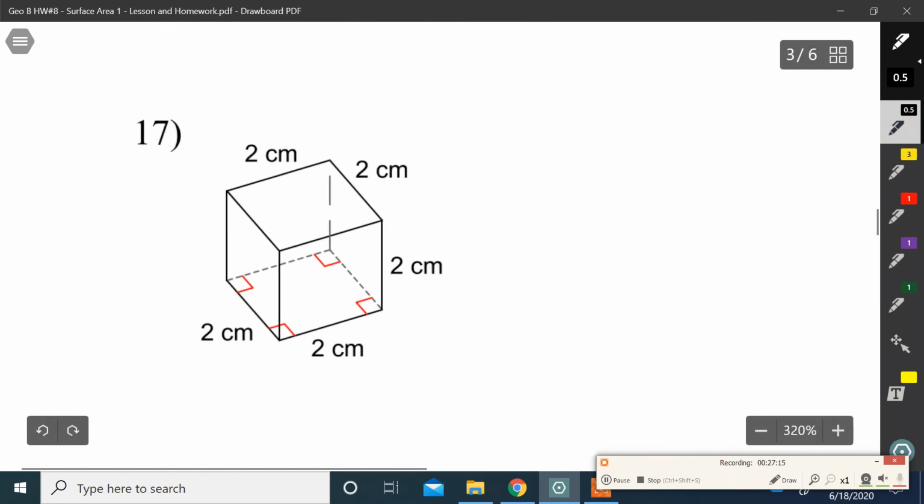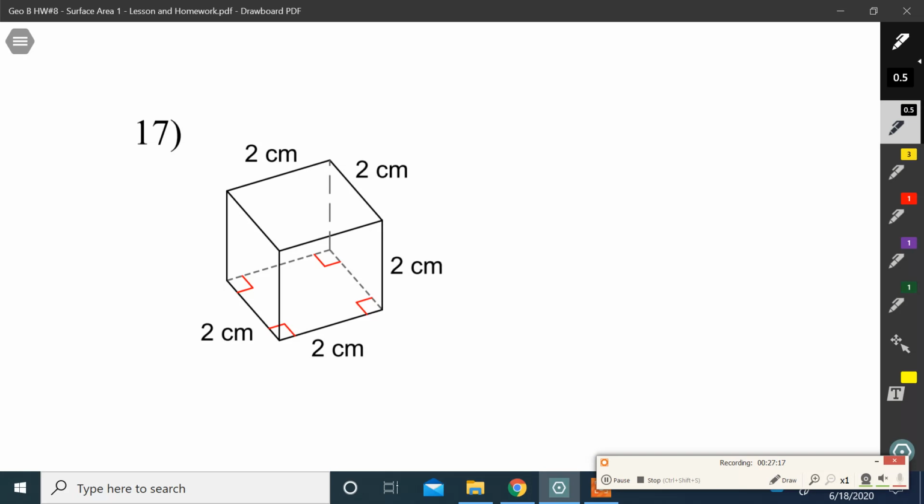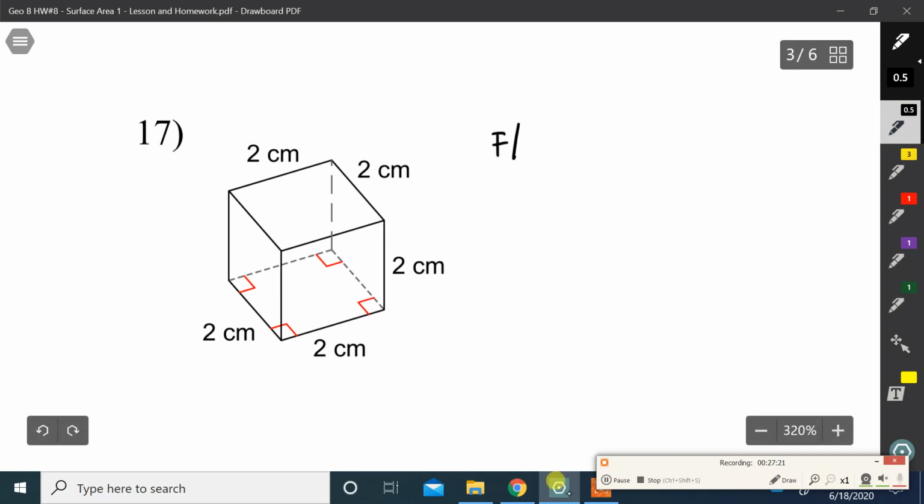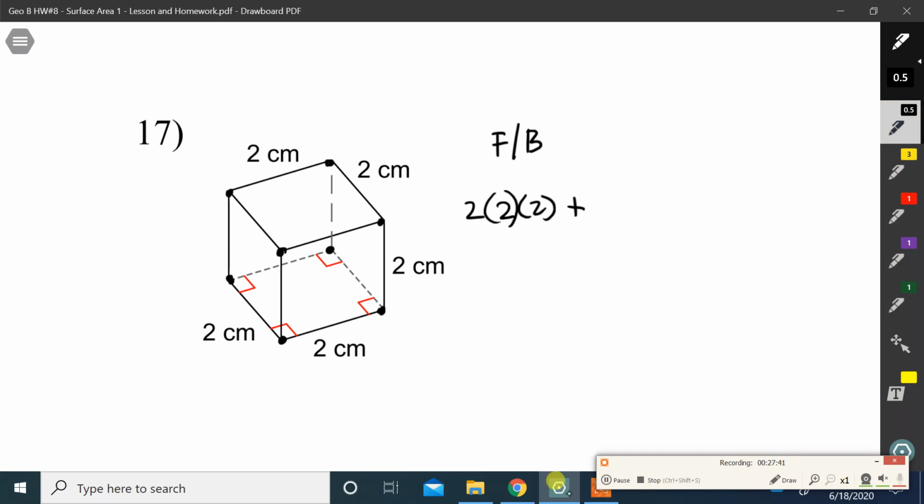Well, this one is so easy. Here is kind of why. You know, front and back. So the front and back could be this right here. Front and then back. So that's 2 times 2. Since we have 2 of them, we multiply times 2. That's just 8 right there.